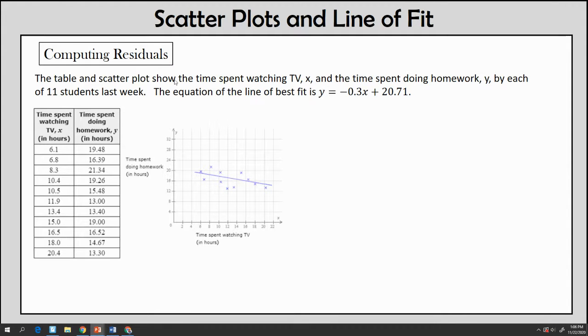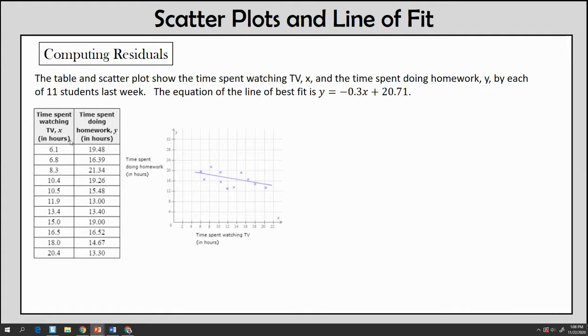So let's just look at what we're talking about here. This table shows a scatter plot: the time people spend watching TV versus the time they do homework for 11 different students. The equation of the line of best fit is y equals negative 0.3x plus 20.71. This line was created by a program that took this data and got the best possible line of fit. That isn't us estimating, although we could, but we don't have to because they're telling us what it is.